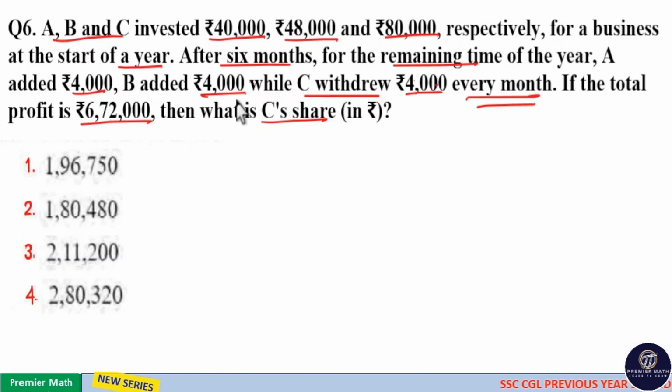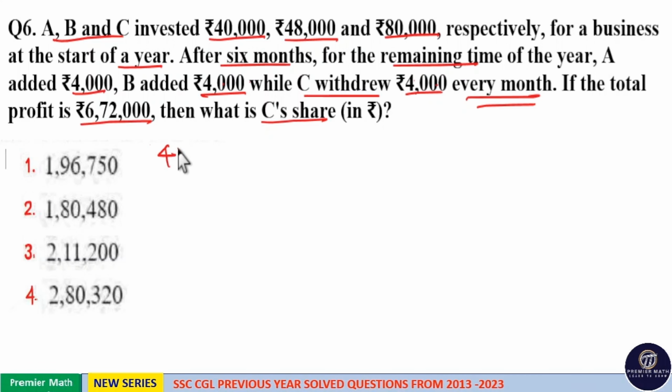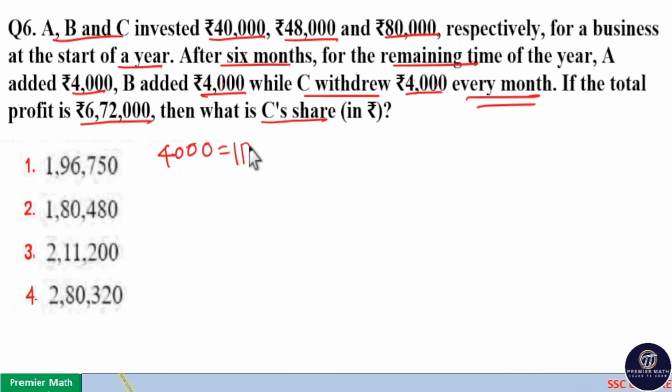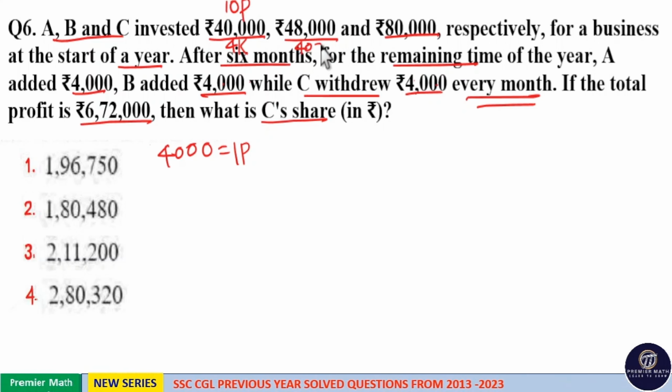Here, 4,000 is repeated many times. So, I'll take 4,000 as one part. Now, write these three investments in terms of 4,000. That is 40,000 divided by 4,000 is equal to 10 parts. 48,000 divided by 4,000 is equal to 12 parts. And 80,000 divided by 4,000 is equal to 20 parts.